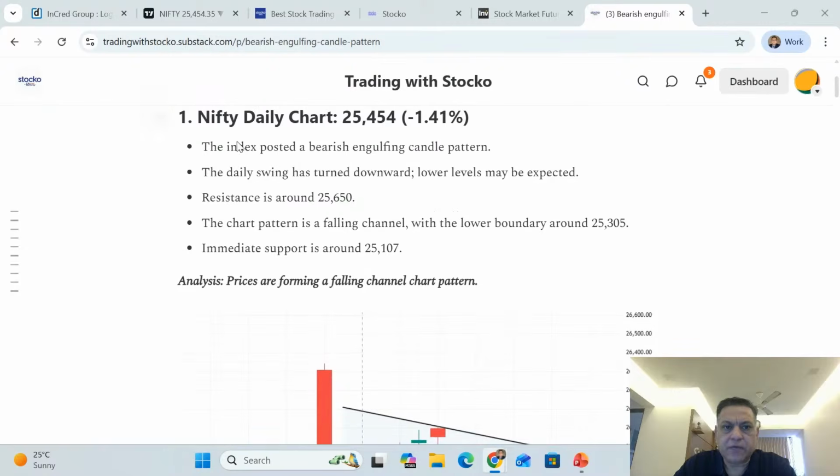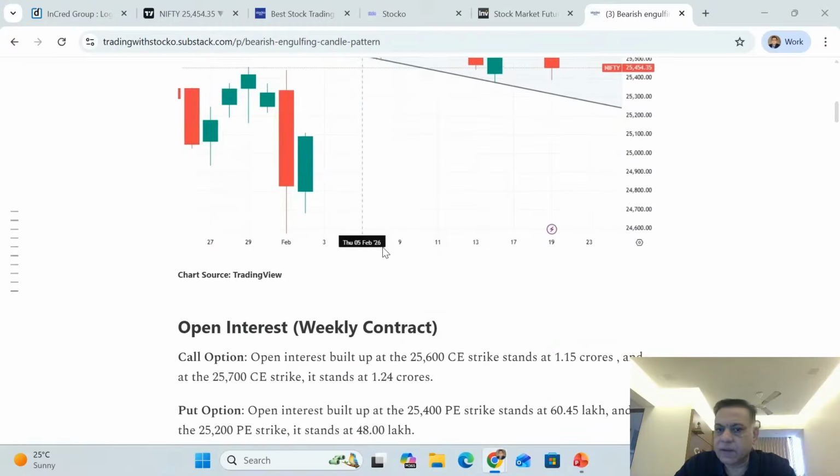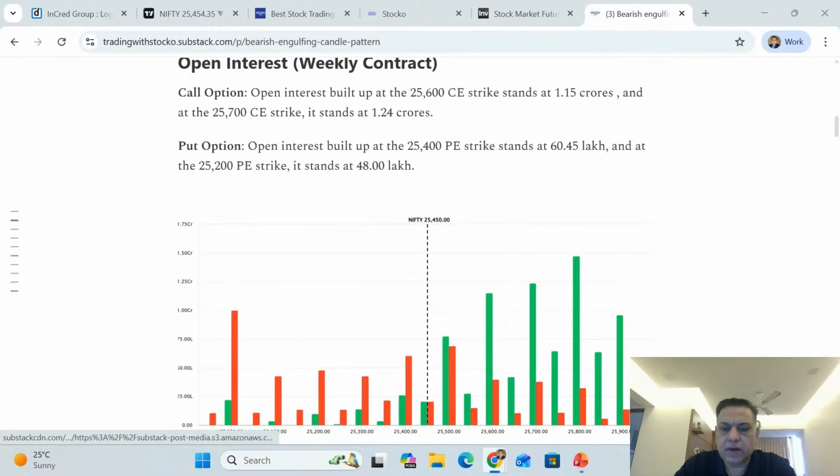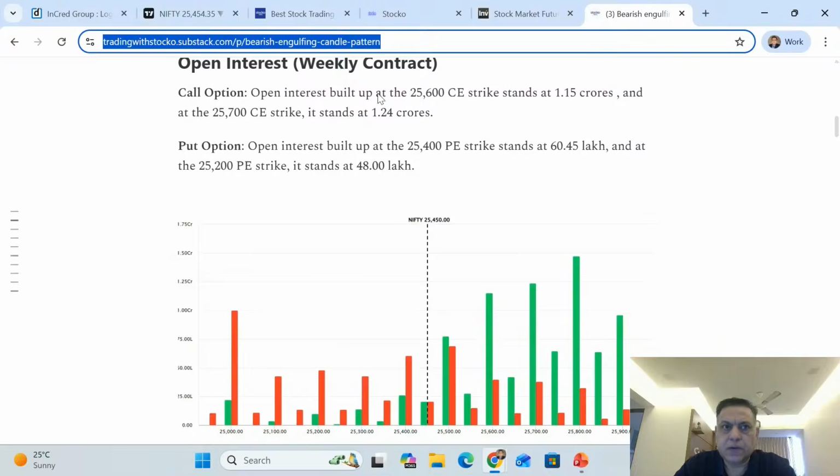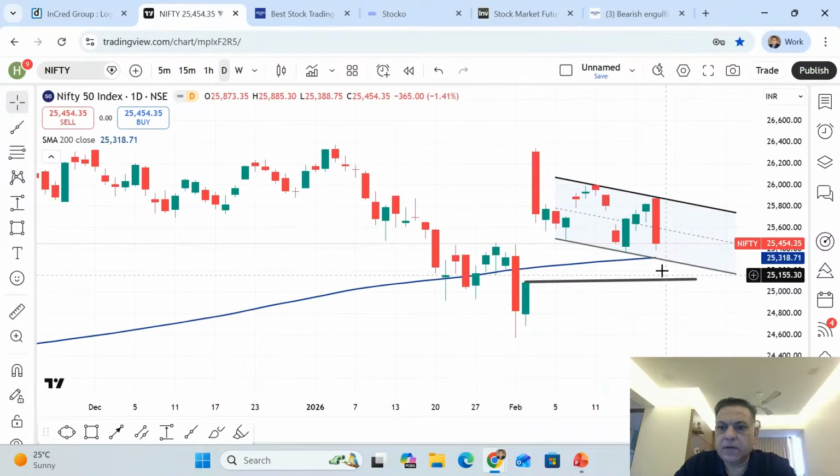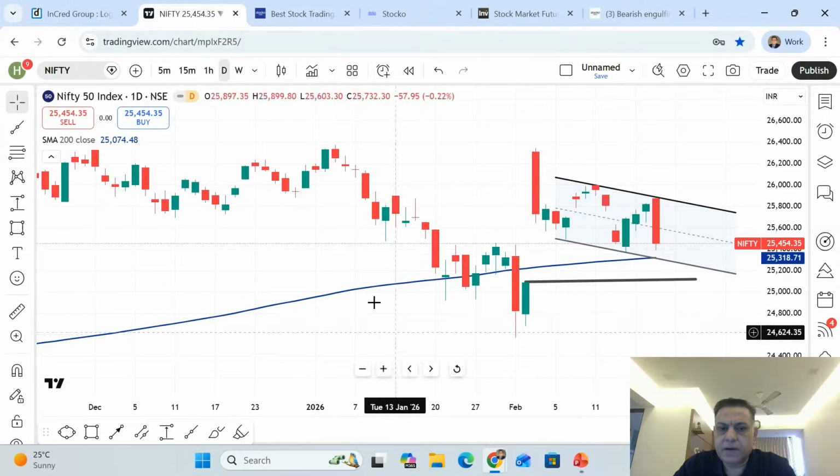So support, if you see, the candle is very bearish, and immediate support is 25,305, which is the 200-day. Above that, you have lower supports. And we cover stocks also, I'll come to it. So that's Nifty. Keep these two levels in mind, 25,318 and 25,112. Now, if the swing is down, remember that.